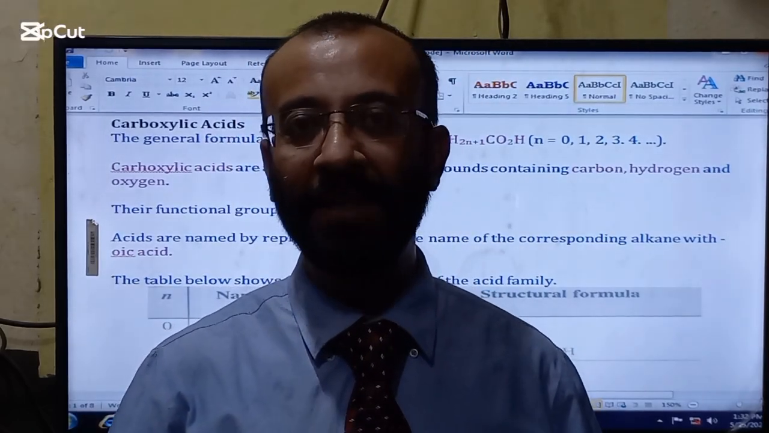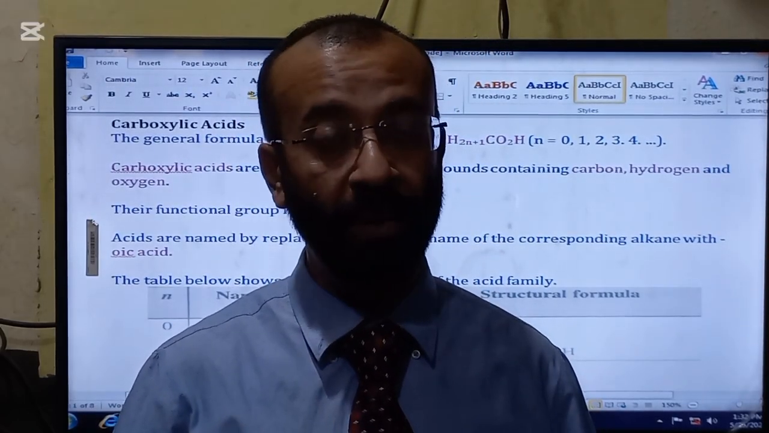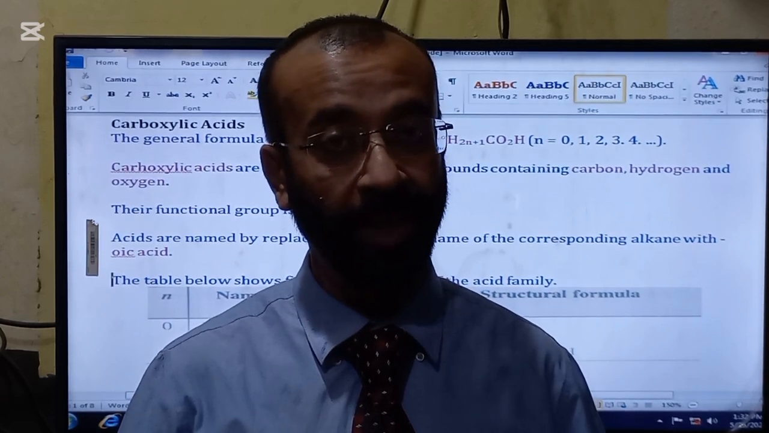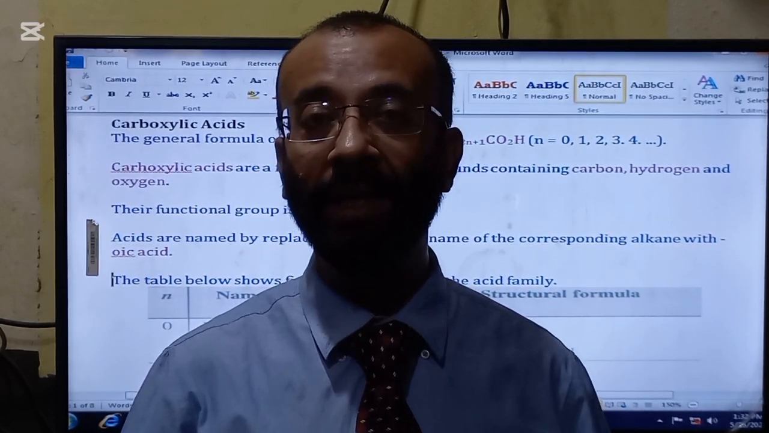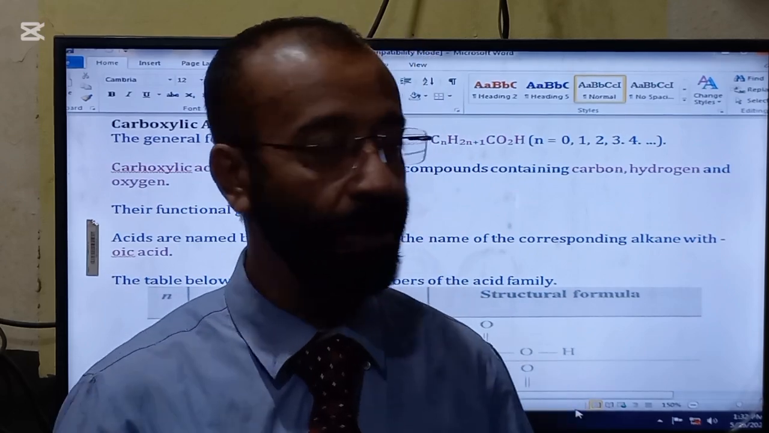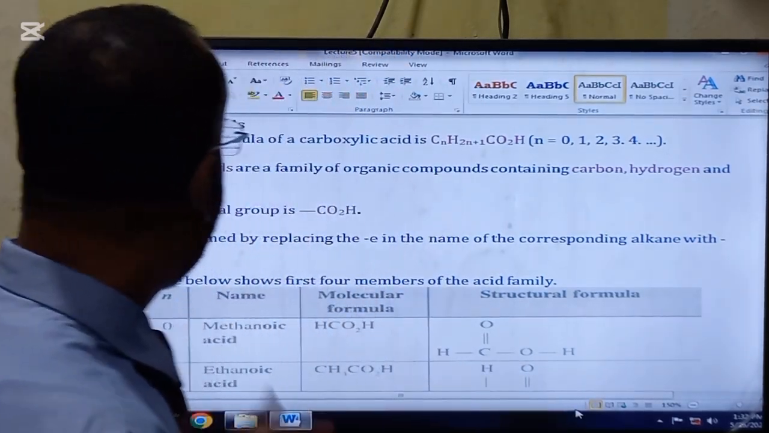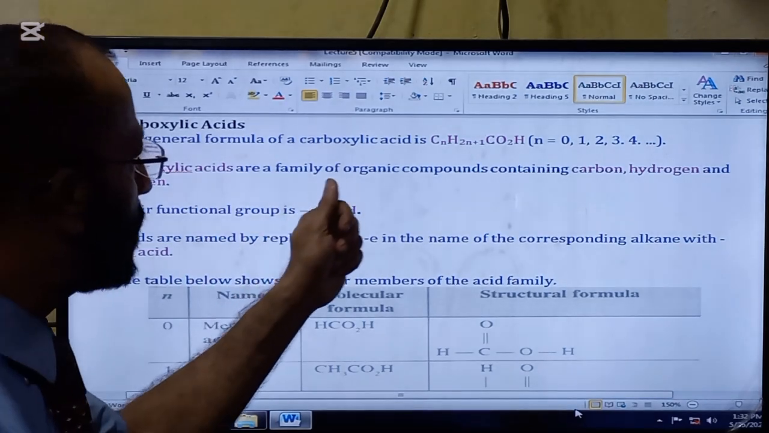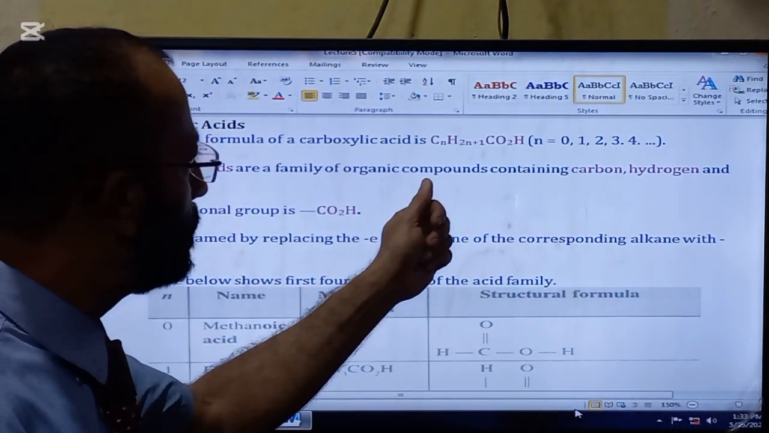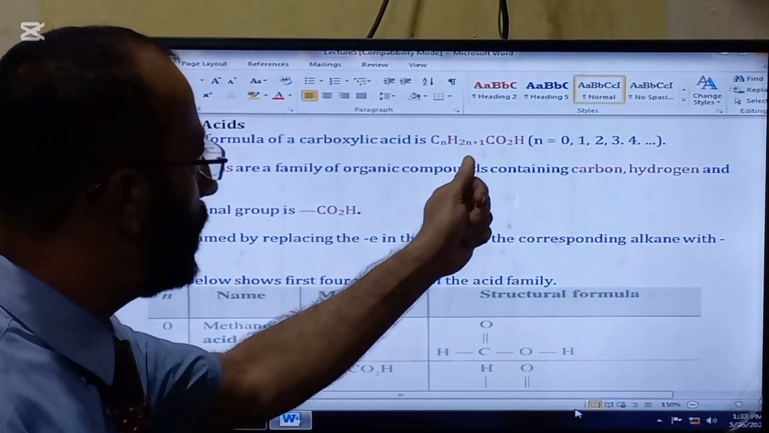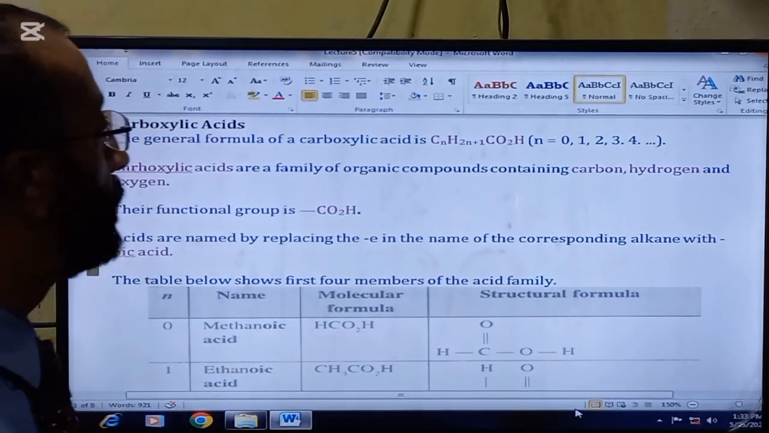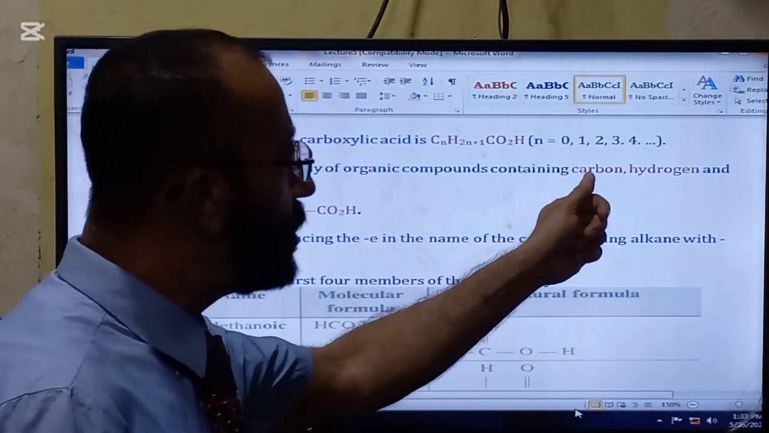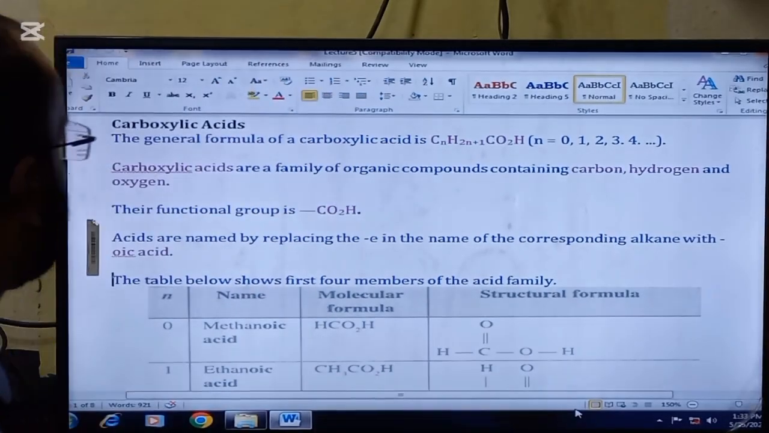Good morning, students. Today we are going to read carboxylic acid in the chapter of organic chemistry. This is a somewhat very tricky topic, so concentrate yourself. Carboxylic acid. The general formula of the carboxylic acid is CnH2n+1COOH, where n is equal to 0, 1, 2, 3 and so on.